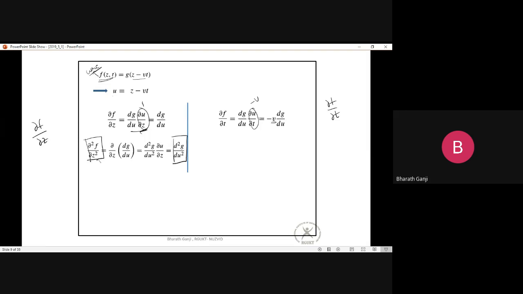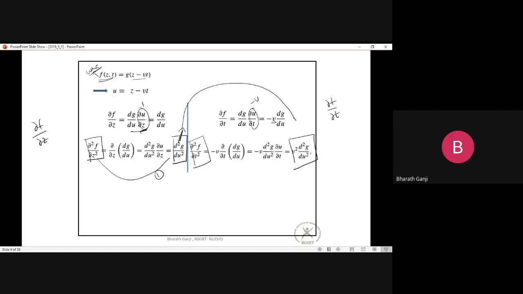Okay, so I got one equation, the first equation. After that, if I take another derivative with respect to time of this equation, I get dou square f by dou t square is equal to v square times of d square g by du square. But here there is already d square g by du square. So what I do is take this value and substitute it here. Since d square g by du square and dou square f by dou z square are the same, if I substitute it here, I get an equation which looks like this. So this is the differential equation.